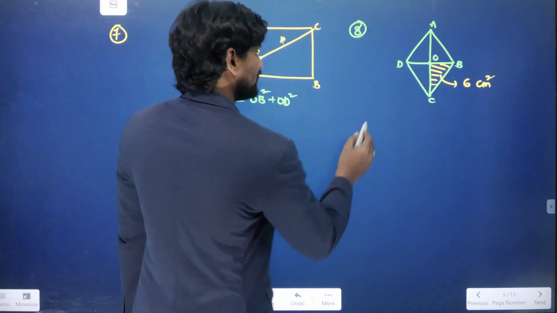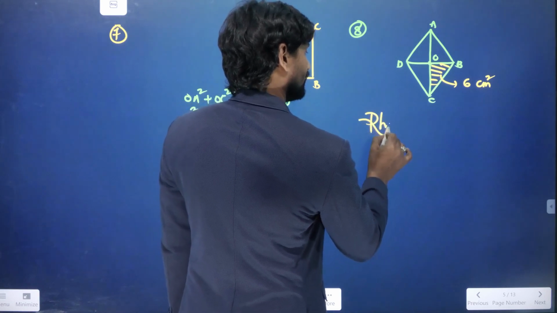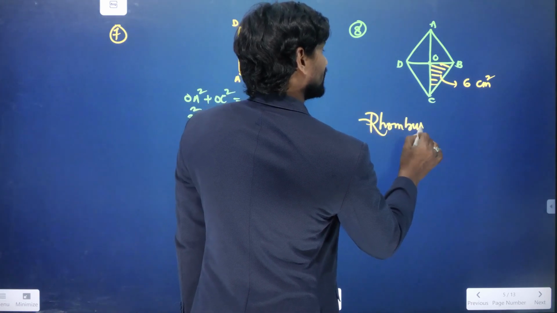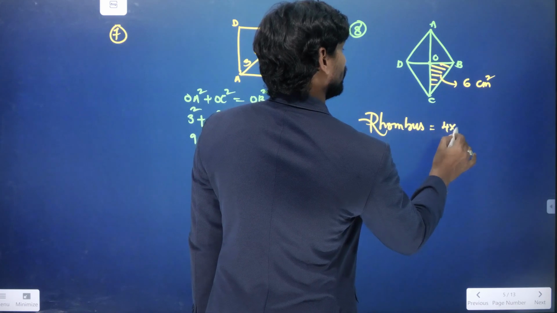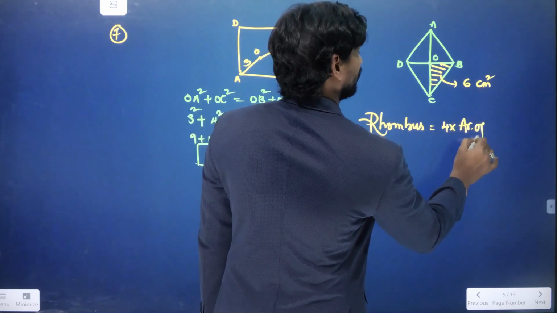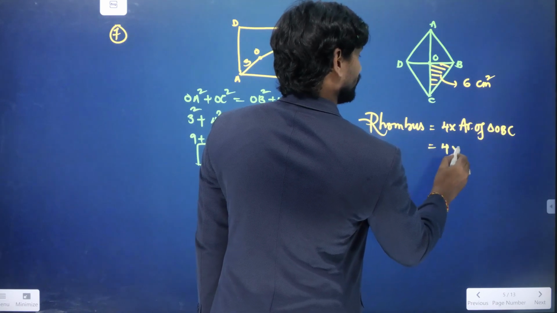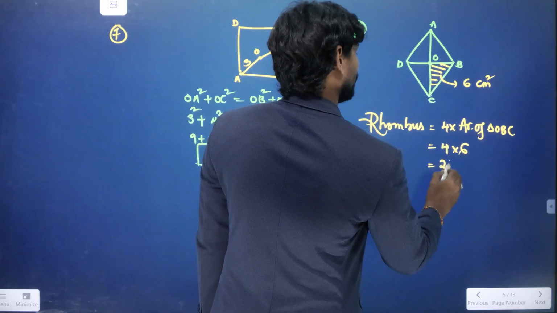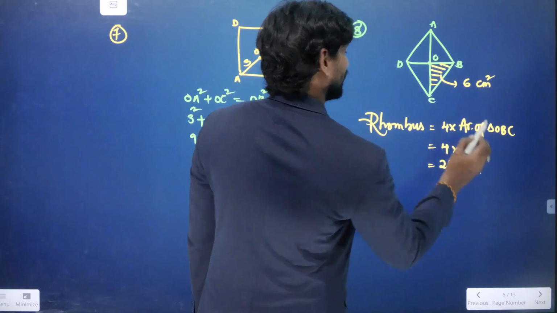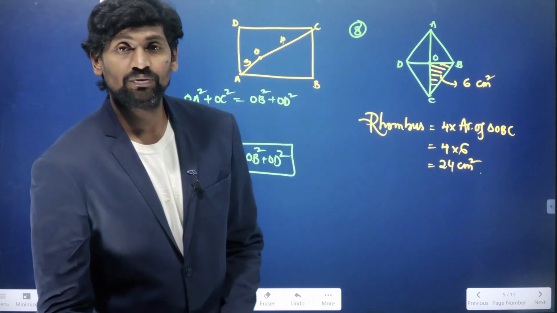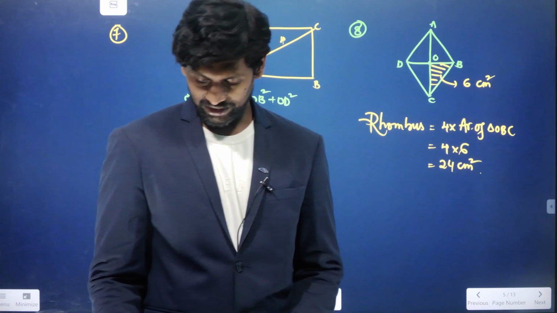So from this, the rhombus area will be 4 times the area of triangle OBC. That equals 4 into 6, which is 24 centimeter square. Area of the rhombus equals 24 centimeter square.